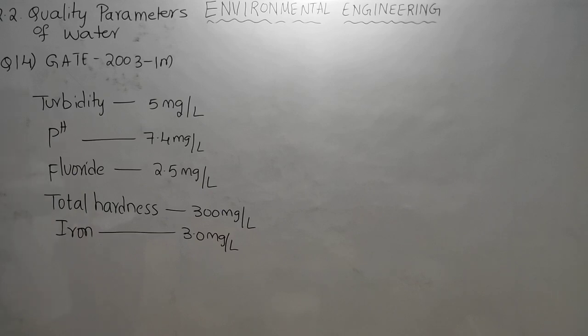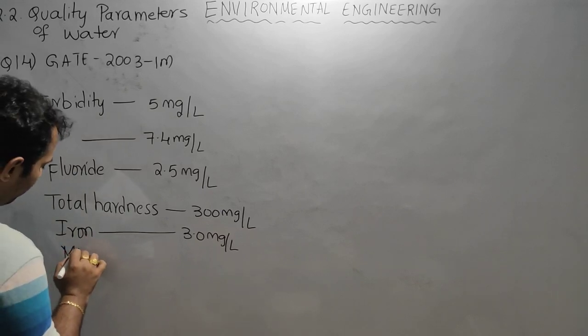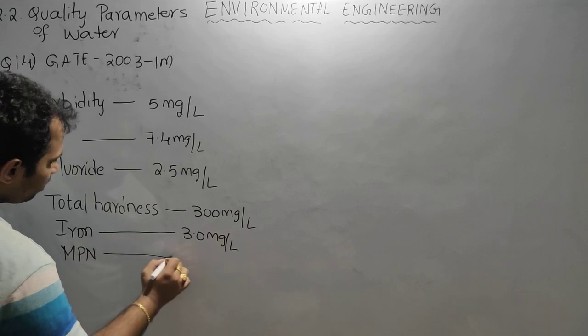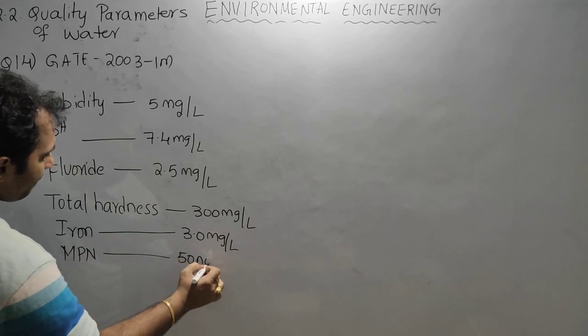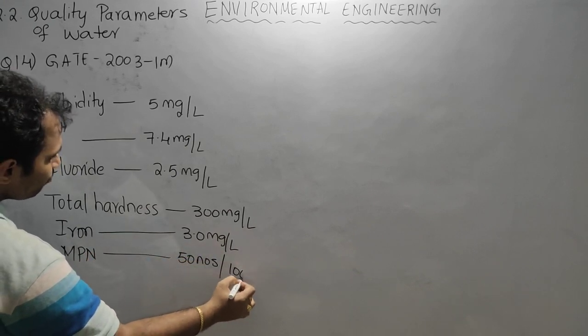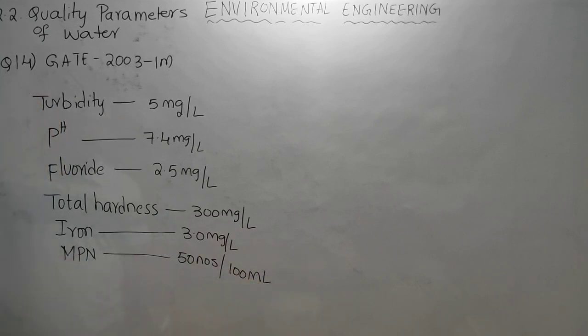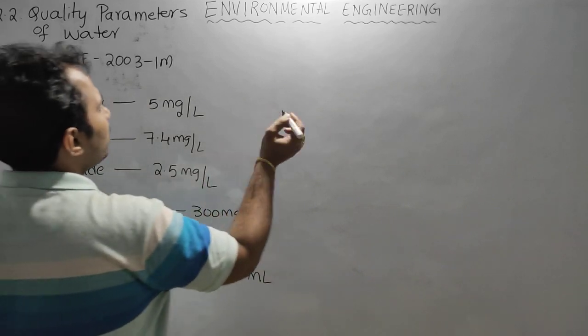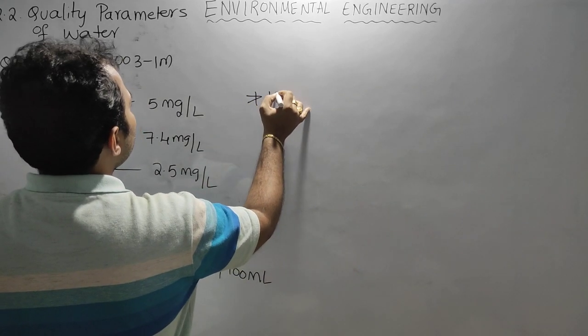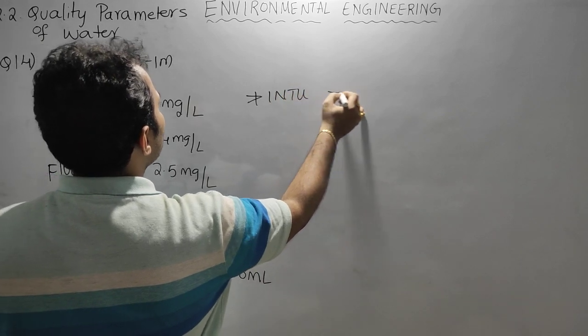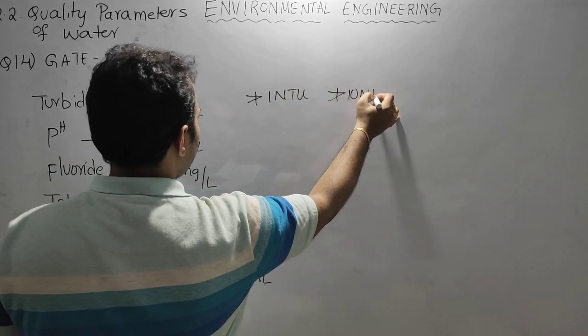MPN 50 per 100 ml. So here the water has failed. Now the turbidity limit. What is the turbidity limit? It should not be more than 1 NTU, and in the worst case it should not be greater than 10 NTU.